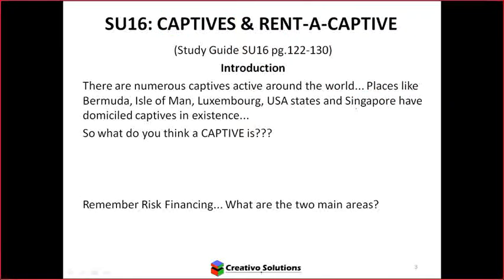Right, so let's start off with an introduction. There are numerous captives around the world. Places like Bermuda, Isle of Man, Luxembourg, United States. Oh, USA states, not the whole of the US, just different states. Singapore have domiciled captives in existence. So knowing which countries have all these captives, why would you have a captive only in certain places in the world? What benefit do I have for starting a captive in the Isle of Man, or a company in the Isle of Man?